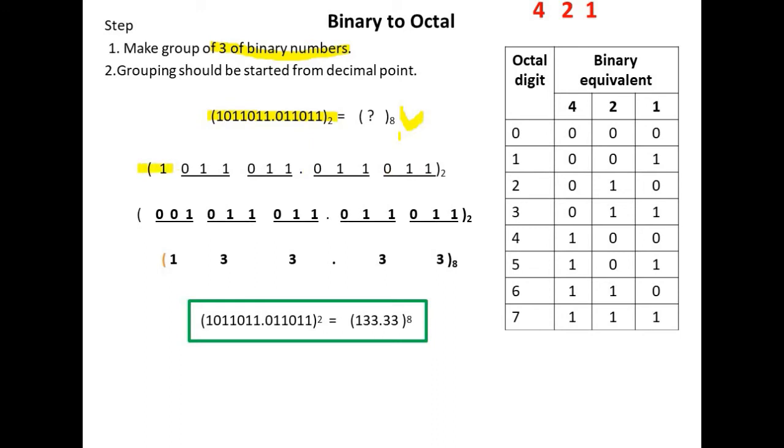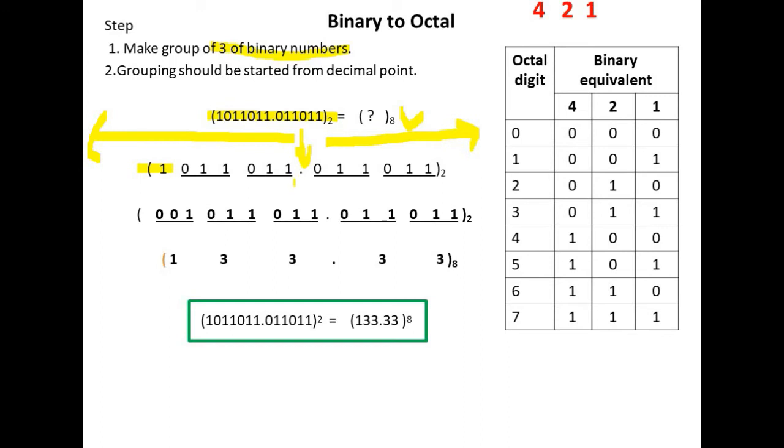Again, now grouping of 3, because earlier we have seen that only 3 digits are required to represent any number in the octal system. We have already discussed that we have to start from the decimal point, and for the integral part we move towards the left, and for the fractional part we move towards the right. So grouping should be started from the decimal point.